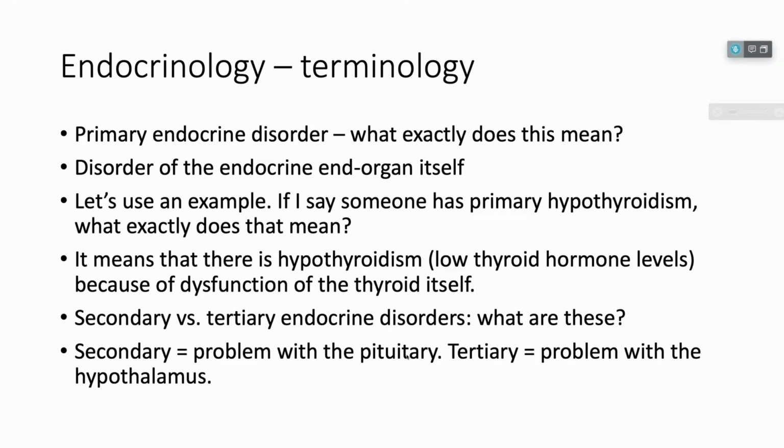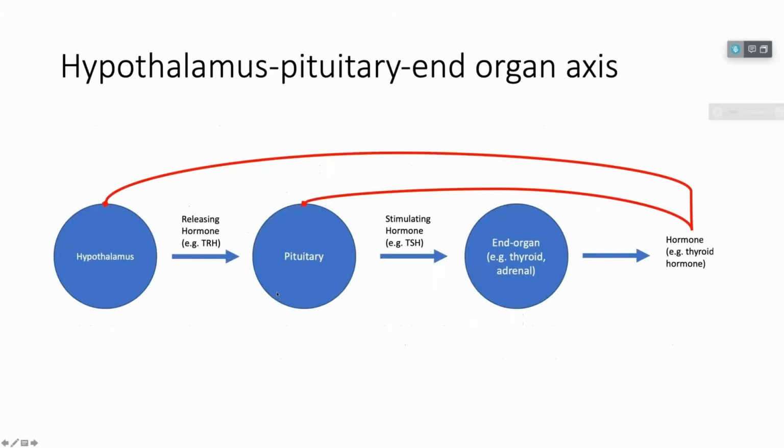But if I say someone has secondary hypothyroidism, I mean that there's a problem with the pituitary. And if I say that they have tertiary hypothyroidism, I mean that they have a problem with the hypothalamus. Those are one and the same, okay? So let me make this very clear. Primary organ dysfunction happens at the end organ itself. Secondary organ dysfunction, secondary hypothyroidism, let's say, happens in the pituitary. And tertiary happens just upstream of the pituitary in the hypothalamus, right?